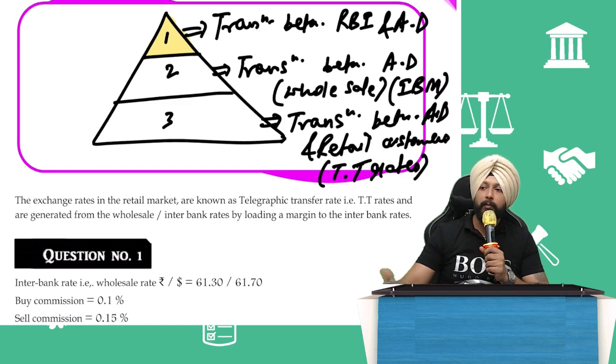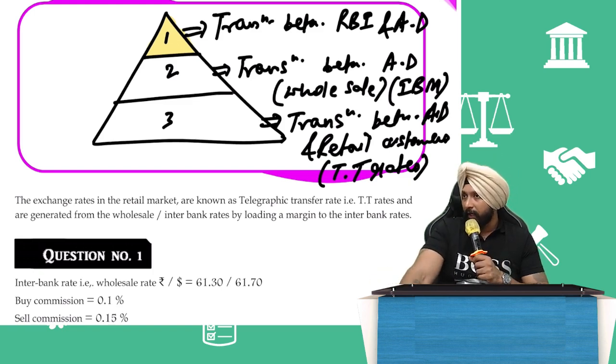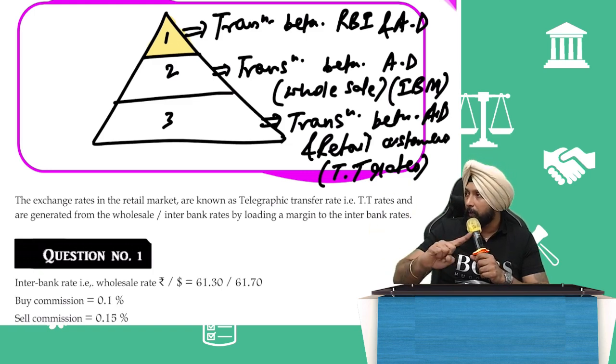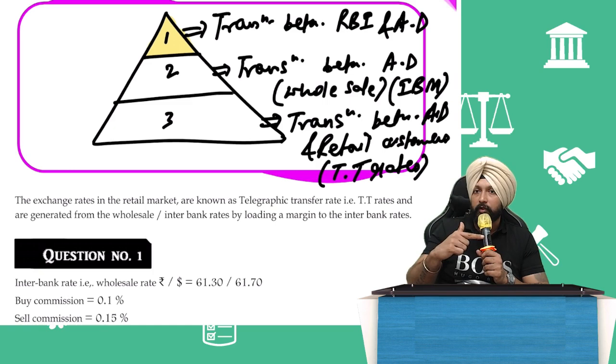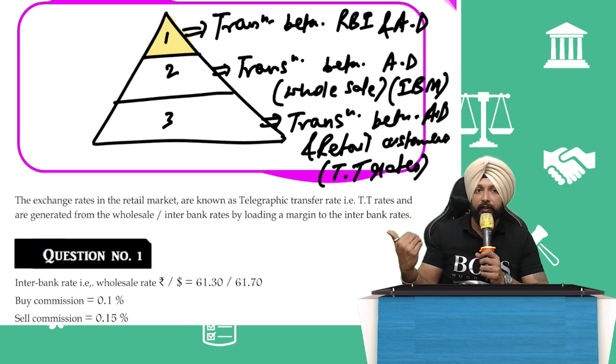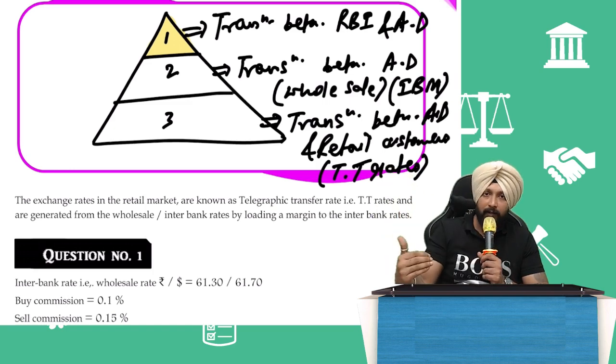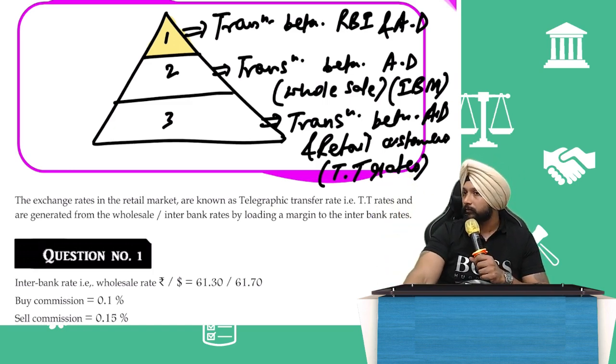So if in the sum they use the language IBM, interbank rates, then you understand it is the wholesale market. Transaction between one bank with another bank. One authorized dealer with another authorized dealer. If they use the word TT, telegraphic transfer, then you understand it is a transaction in the retail market between the bank and the customer. Okay?